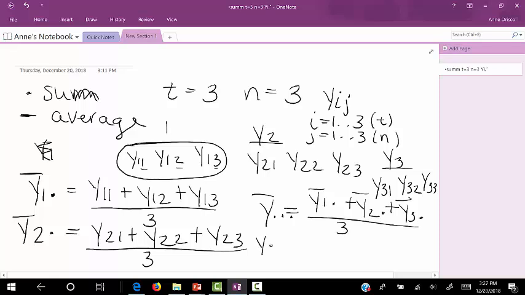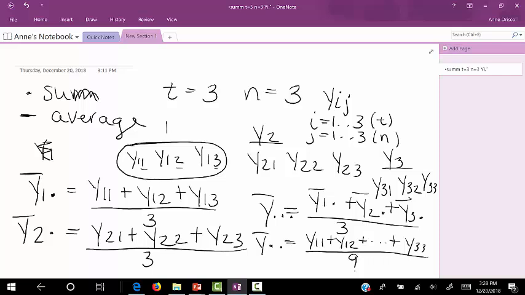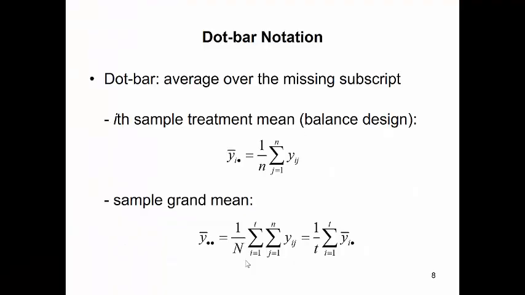Or you could have y double dot bar is equal to y11 plus y12 all the way up to y33, all of them, divided by the total number of observations we have, which is 9. So that gives you an idea. Again, if you see the dot, it means a sum, the bar means an average. And again, these could be values. I'm just generically using the y11, but that could be like a 6, a 2, a 3, that kind of thing.